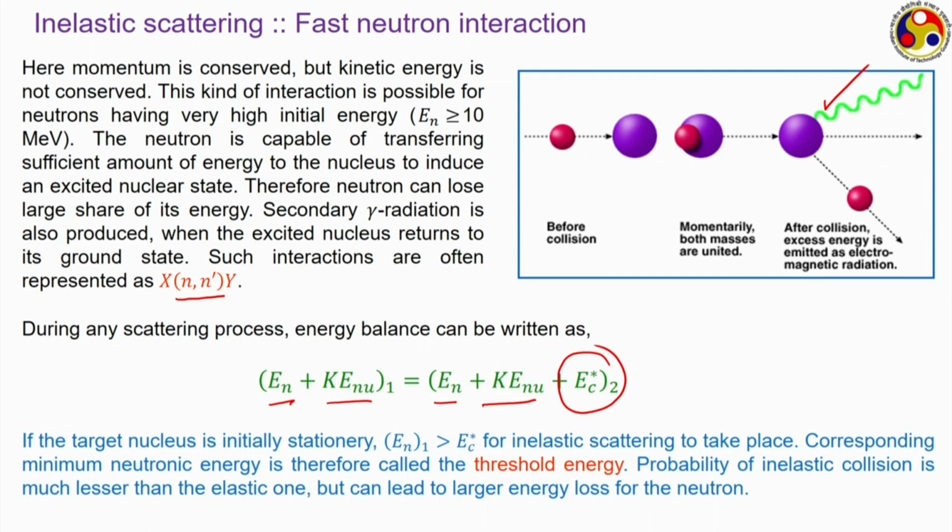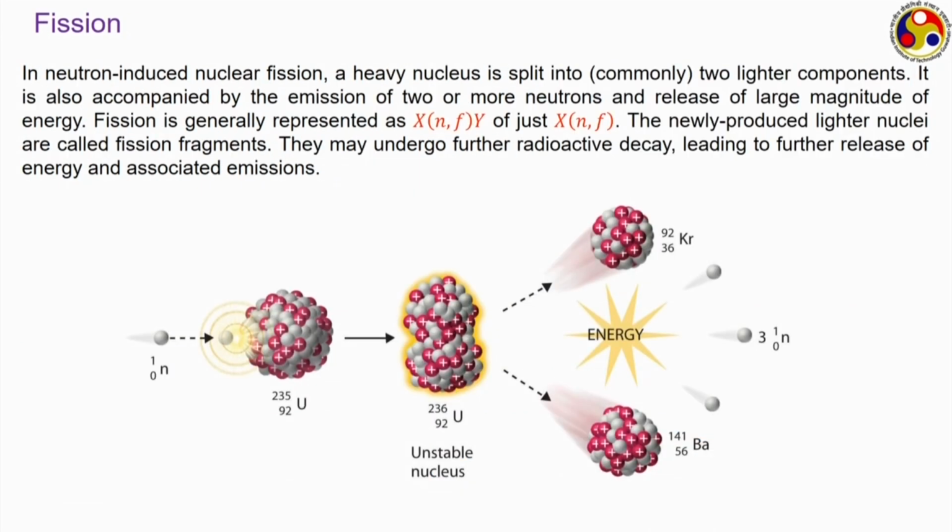While inelastic scattering is much rarer compared to the elastic scattering, it is a process during which a much larger amount of energy can get lost. But as we have mentioned earlier, it requires neutrons of very high energy. And the final kind of interaction is the fission.